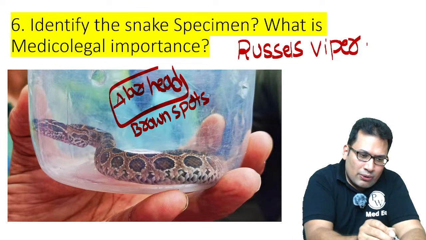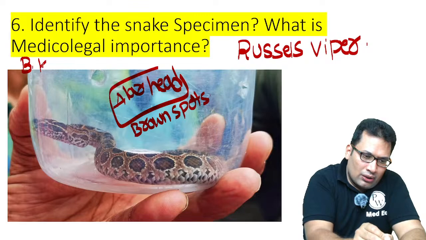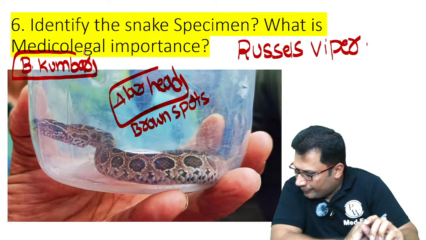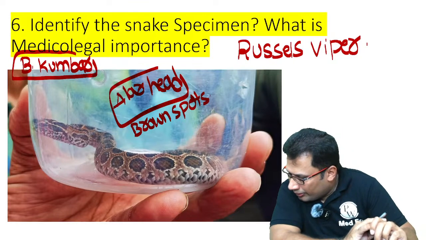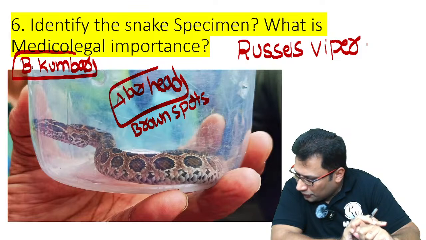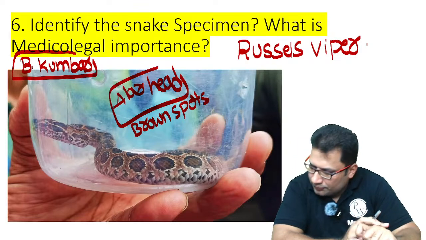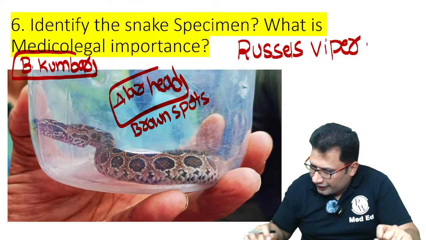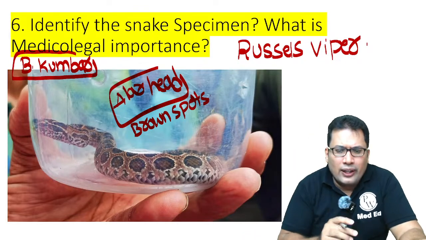Basoraj Kumbar, from which college? Okay, good. It is a viper snake, correct answer. And what is the medico-legal importance?